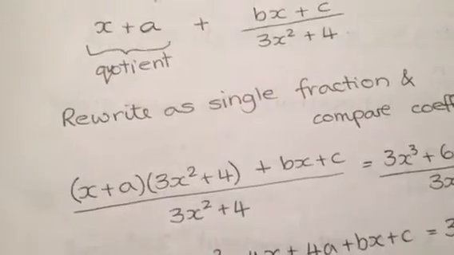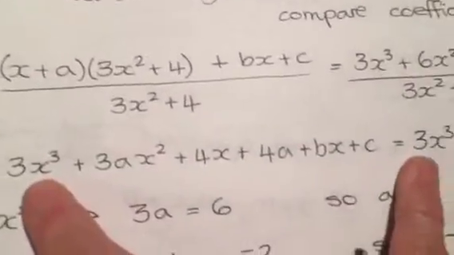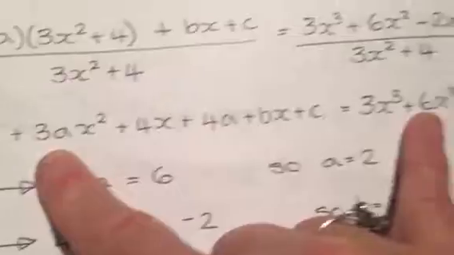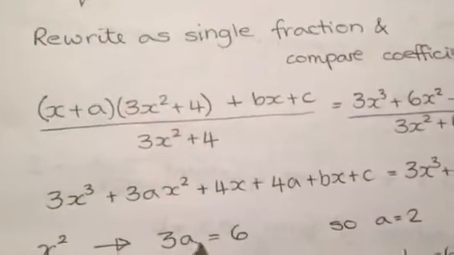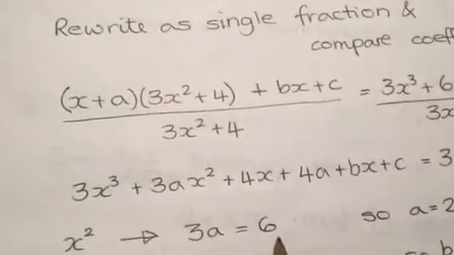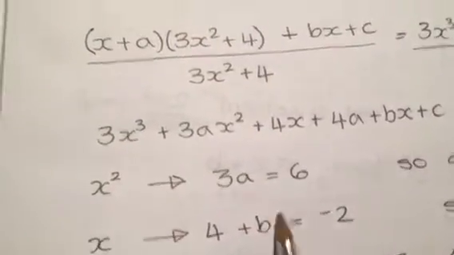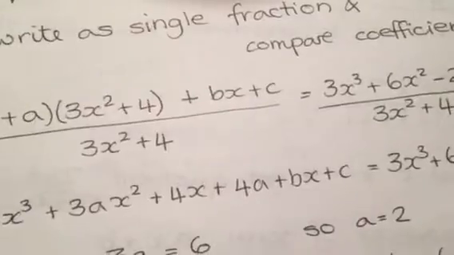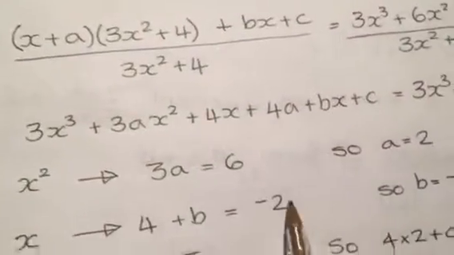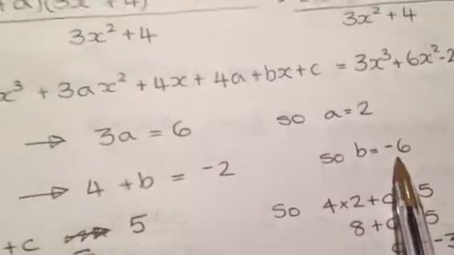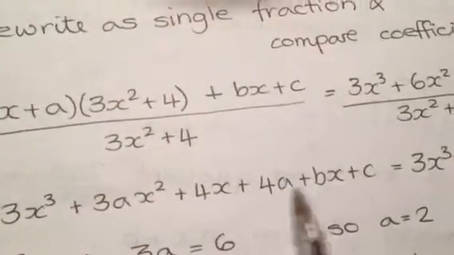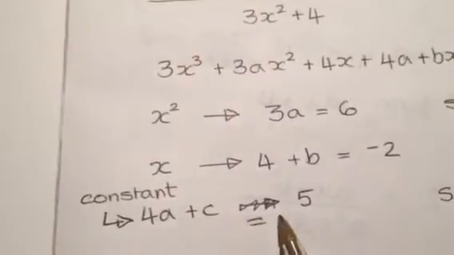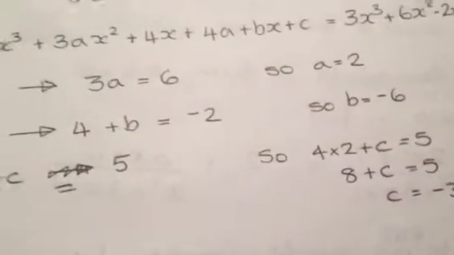So first of all, the 3x cubes are right. That's the bit that I got right. They're okay. They're the same. Then I've got 3ax squared on this side. I've got 6x squared on this side. So therefore 3a is equal to 6, the x squared term. Then I look at the x terms. For the x terms, I've got a 4 and a b, and on this side I've got a minus 2x. So 4 plus b is minus 2, that tells me what b is. And then the constant term on this side, I've got 4a plus c, and that's equal to 5. So 4a plus c is equal to 5. I already know what a is, so I can use that to work it out to give me the coefficient.